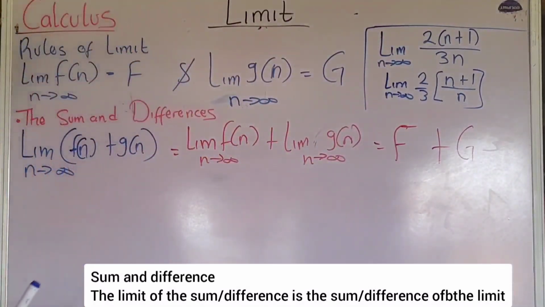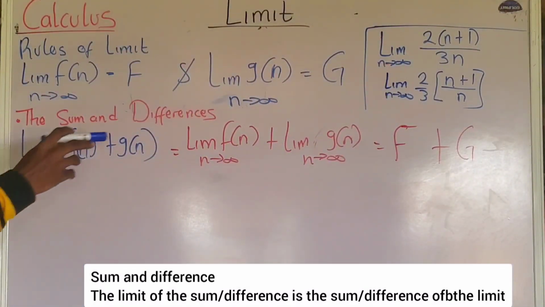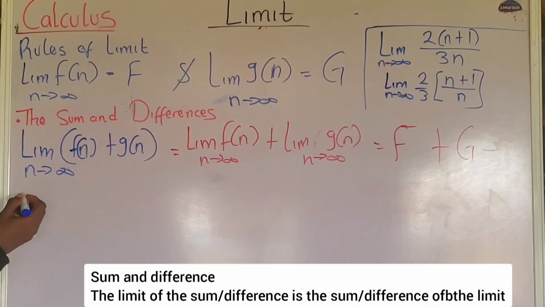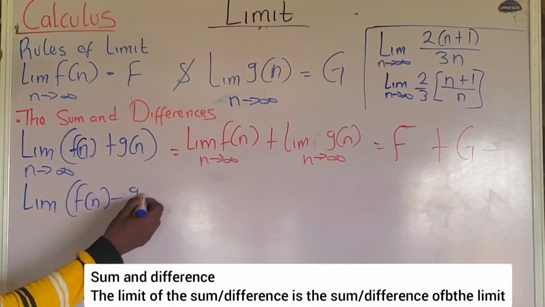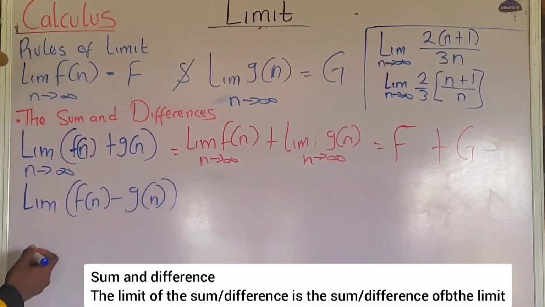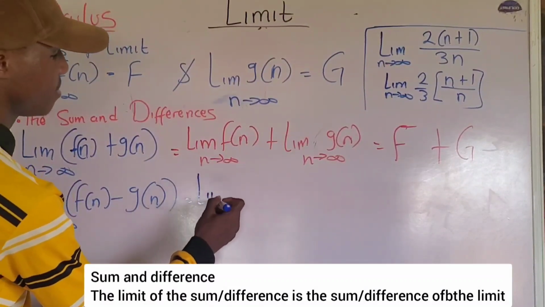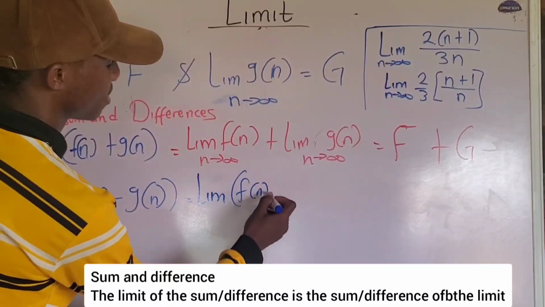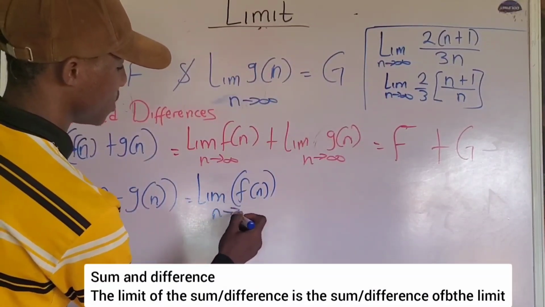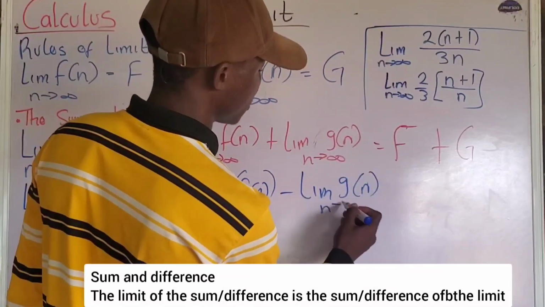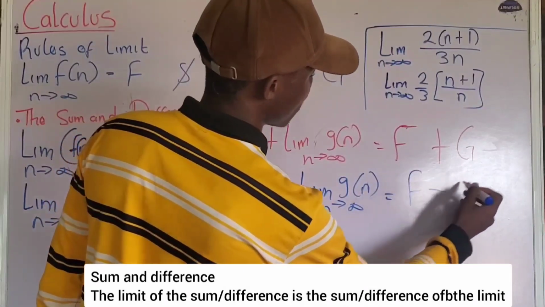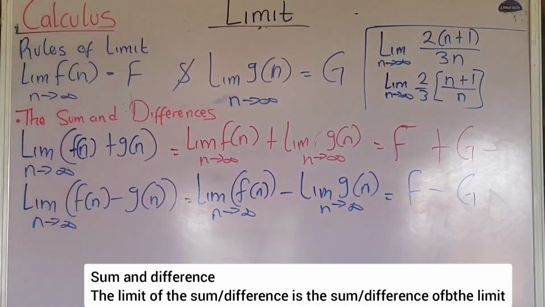Now, according to the difference, we are moving to difference now. Difference means subtraction. So let's say we have the limit of function f of n minus function g of n as n tends to infinity. That means we are going to have the limit of f of n as n tends to infinity minus the limit of g of n as n tends to infinity. That means I'm going to have f minus g. So that is the basic idea behind the sum and differences rules of the limit of a function.